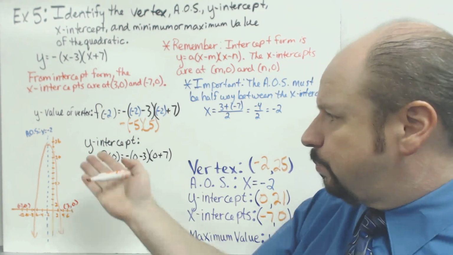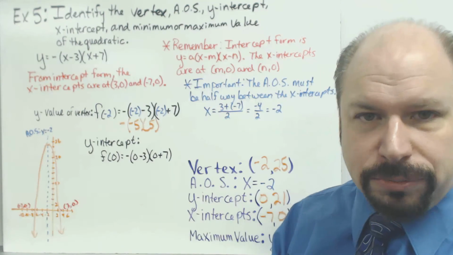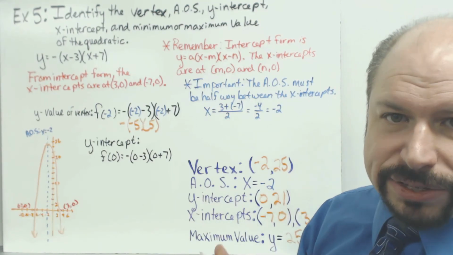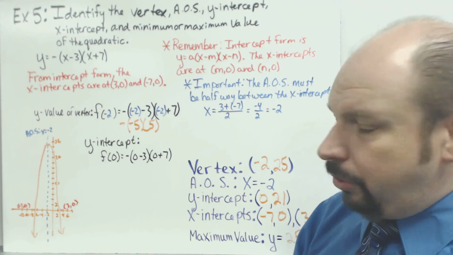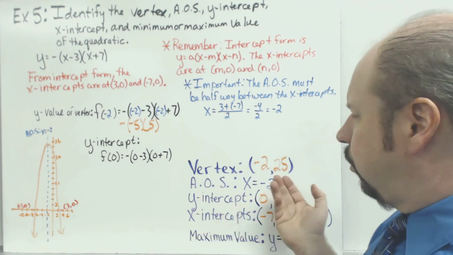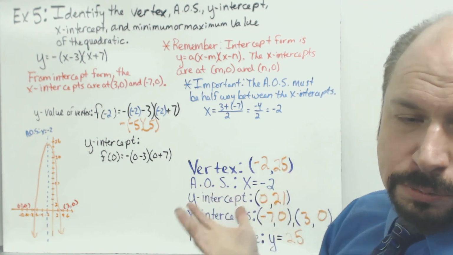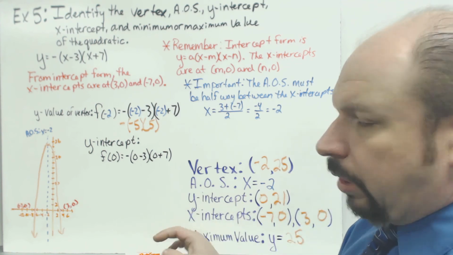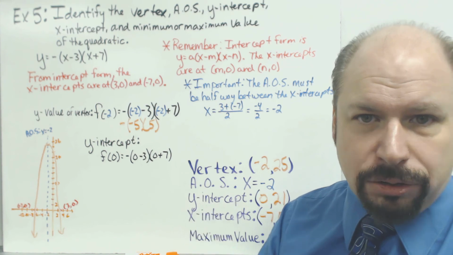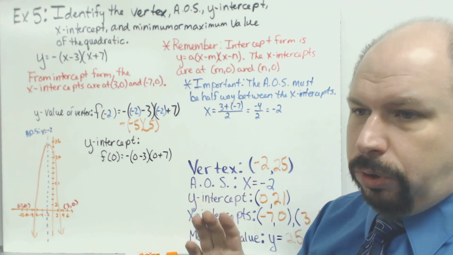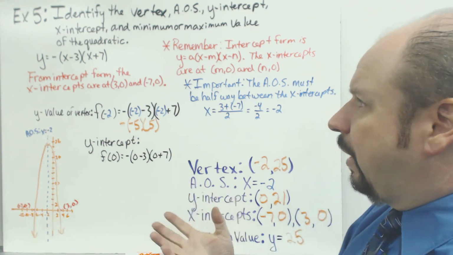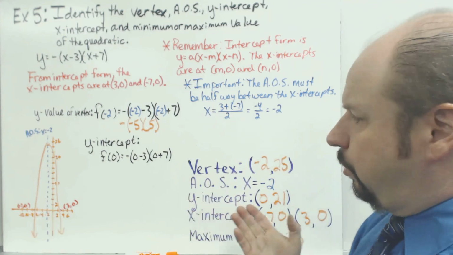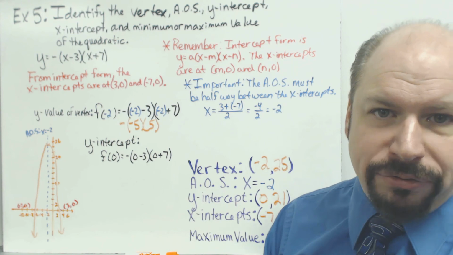So this particular one, since it opens down, has a maximum value. All we have to do is look at the y value of the vertex. That will give us our maximum value. If it opens up, we still look at the y value of our vertex, but in that case, it would be a minimum value instead of a maximum. Okay, so just to recap, we worked with standard form, we worked with vertex form, we worked with intercept form. We found several different points. Next, what we're going to do is use those points to do some graphing.